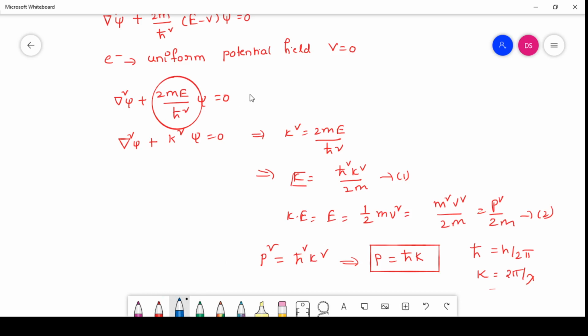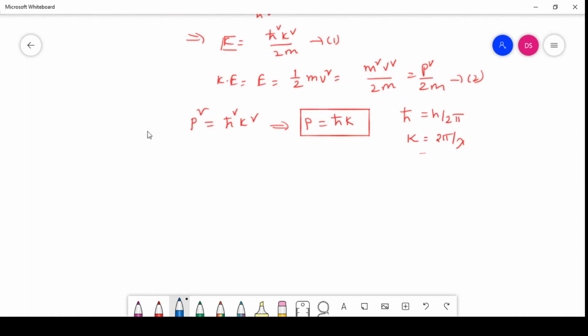Now for this second order differential equation, let us assume that the electron is moving in the x direction. The equation can be written as dou square psi by dou x square plus k square psi is equal to 0. Now you can write the solution of this equation as psi is equal to A sine kx. If you substitute it and solve this equation, you will get the k value as n pi by a.